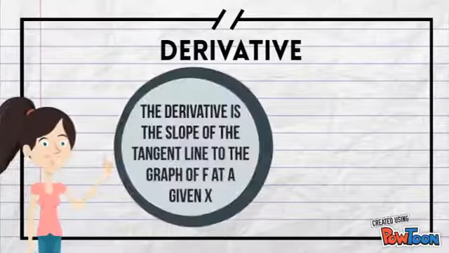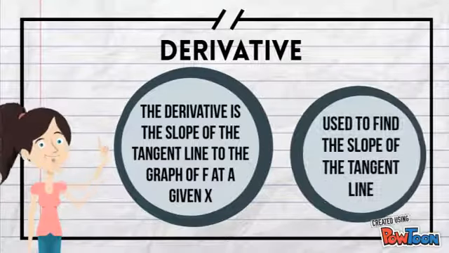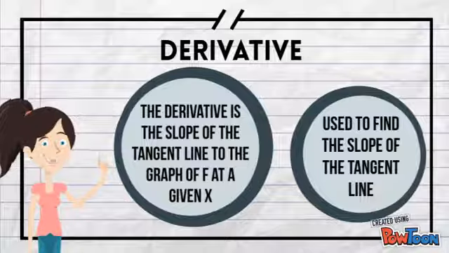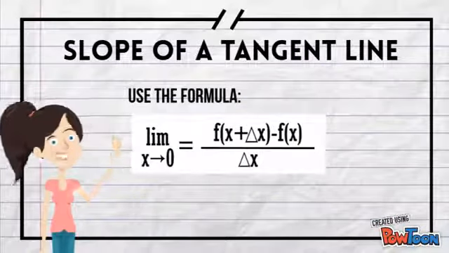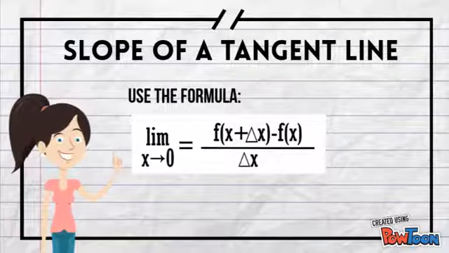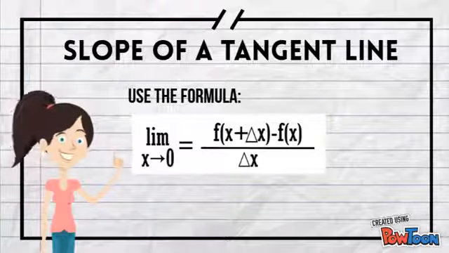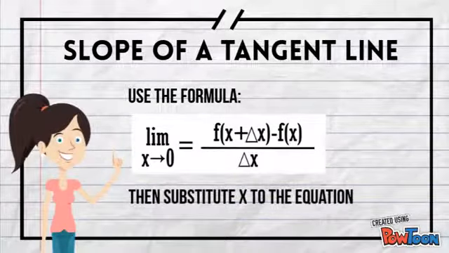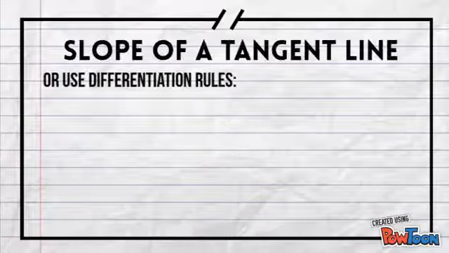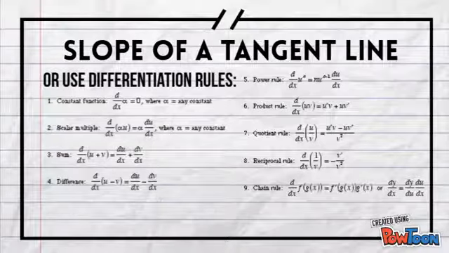Derivative is the slope of the tangent line to the graph of f at a given x. It is also used to find the slope of the tangent line. In finding the slope of a tangent line, we can use the formula, the limit of f of x plus delta x minus f of x over delta x as delta x gets closer and closer to 0. Then we substitute x to the equation. Or we could use differentiation rules, which we will apply in our examples.